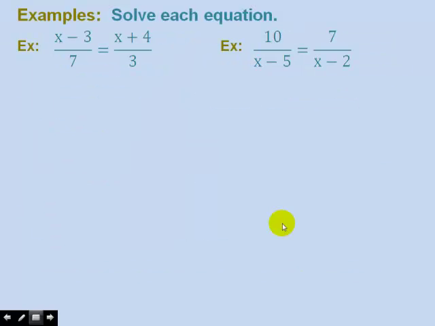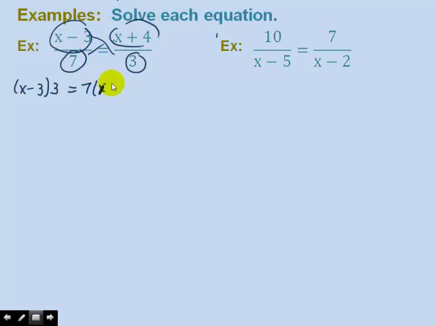So let's do those two examples that we had on the last page. Here we have the x minus 3 times the 3. Then we're going to have an equals, and then here we're going to take the 7 times the x plus 4. Now all we have to do is distribute our 3 over here, so that gives us 3x minus 9, and our 7 on this side, which gives us 7x plus 28.